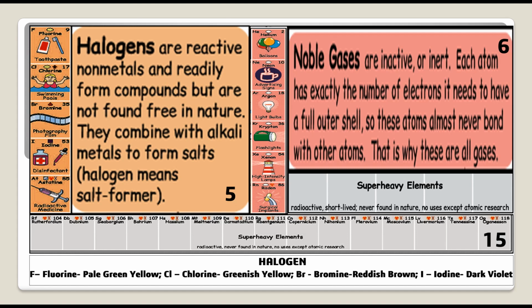And I said that you must know the colors of alkali metals. Then next category is halogens. Halogens already there are 5. Out of 5, at least for 4 halogens you must know the colors: fluorine, pale greenish yellow, chlorine, greenish yellow, bromine, reddish brown, iodine, dark violet.